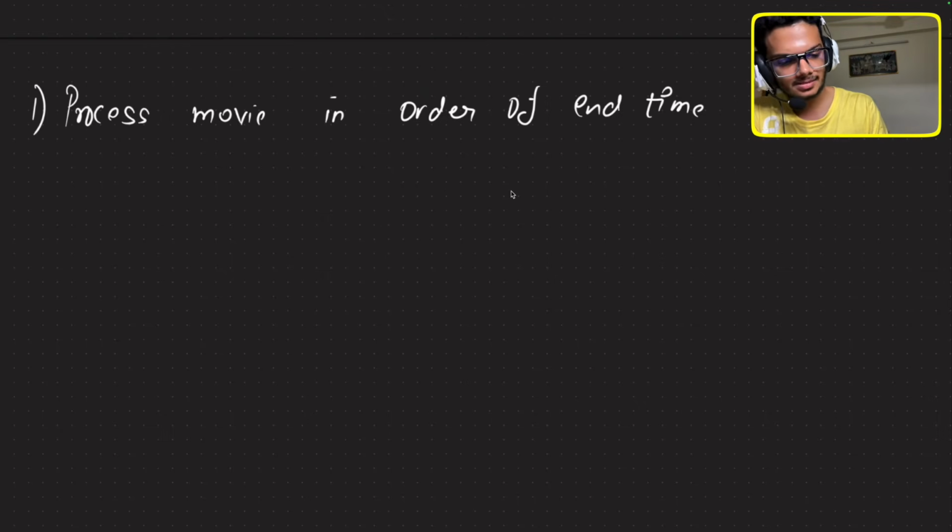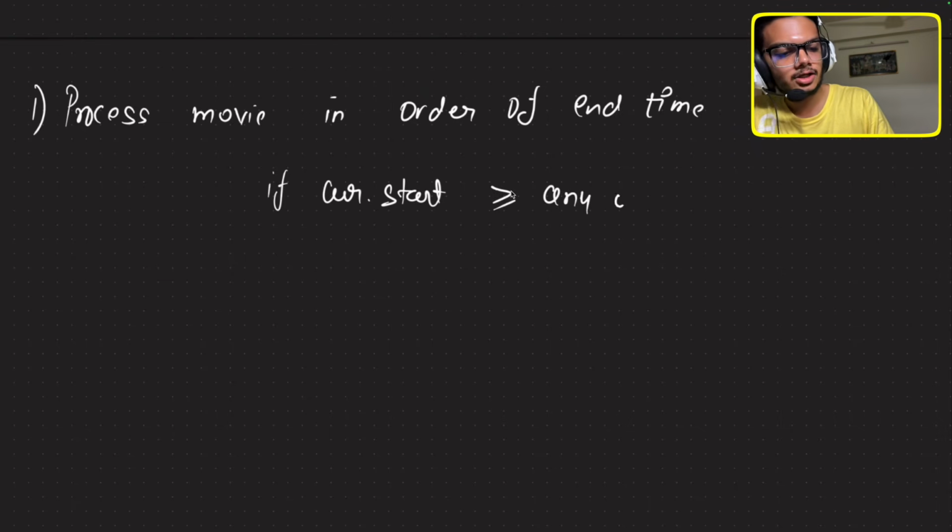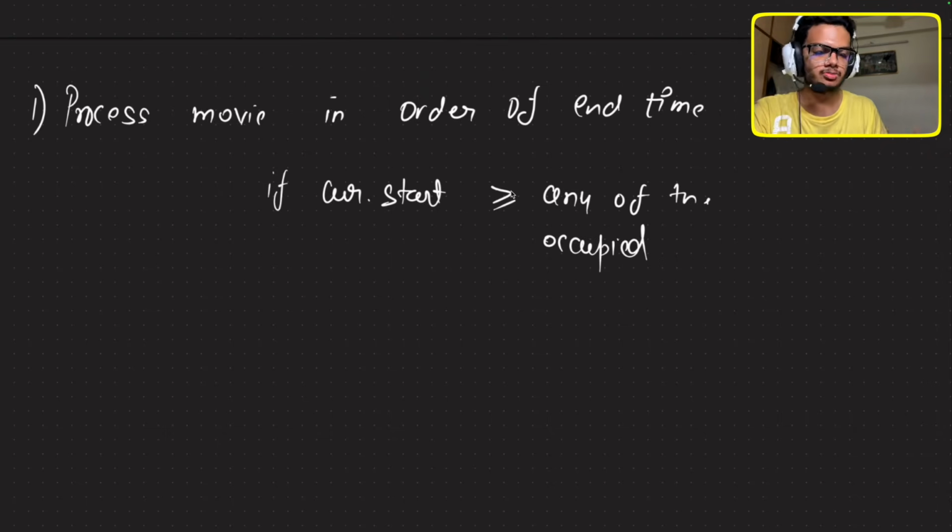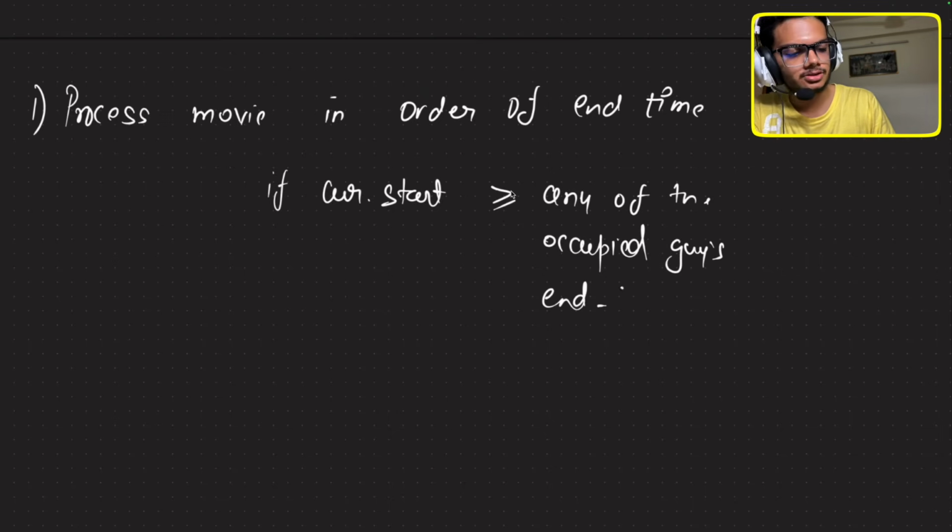Okay, and the rule is always there that we'll only watch a movie right now if its start is greater than or equal to the end time of any one of the occupied guys. Occupied means these guys are already watching a movie. And so this rule is always there. Fine.